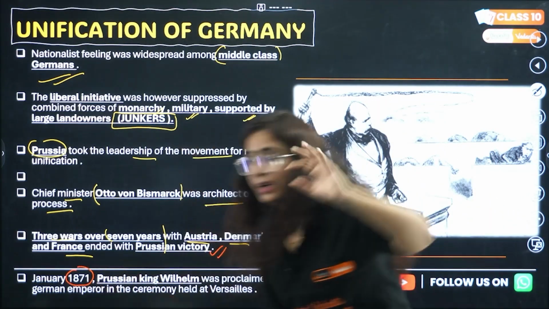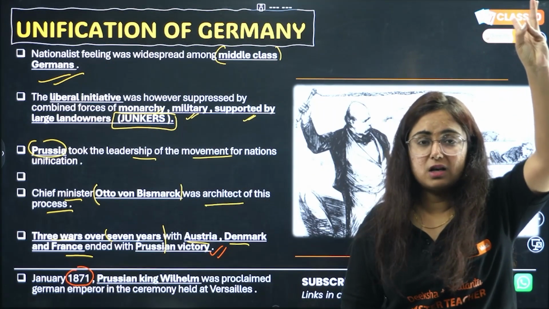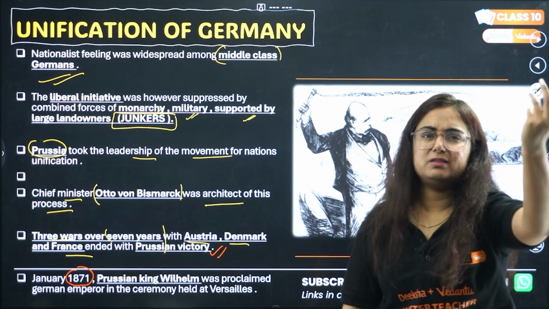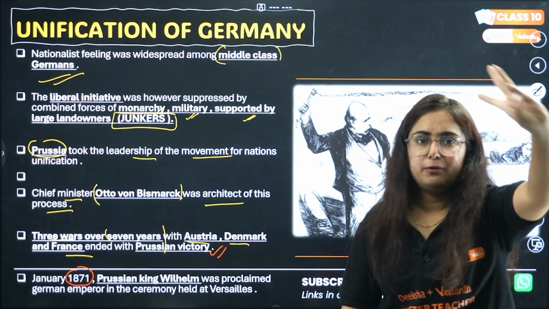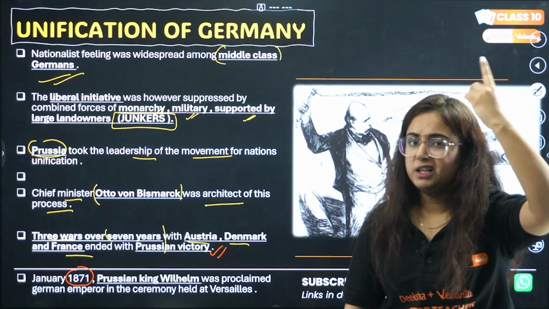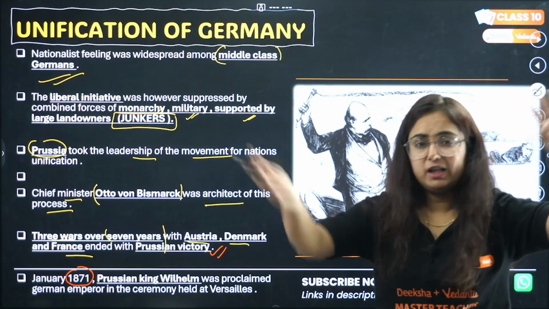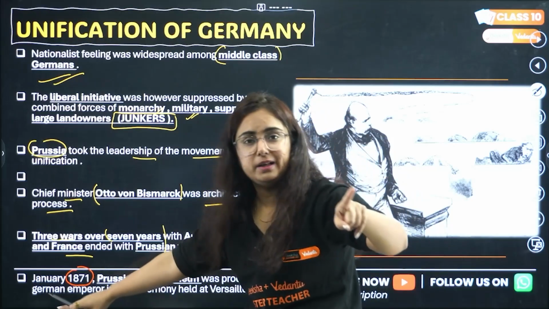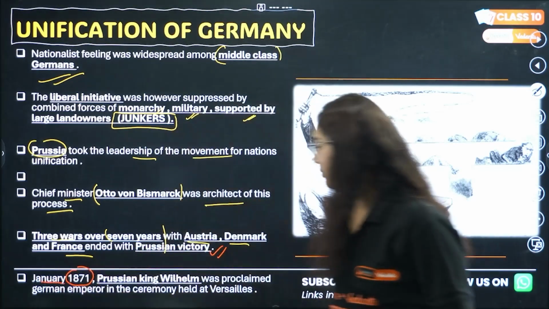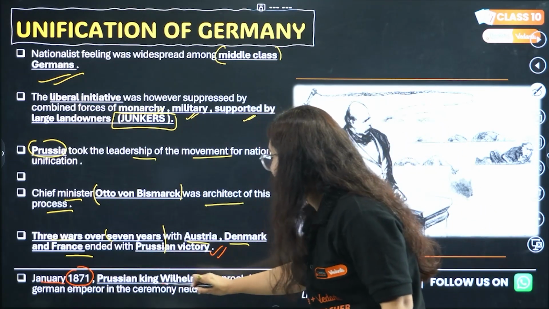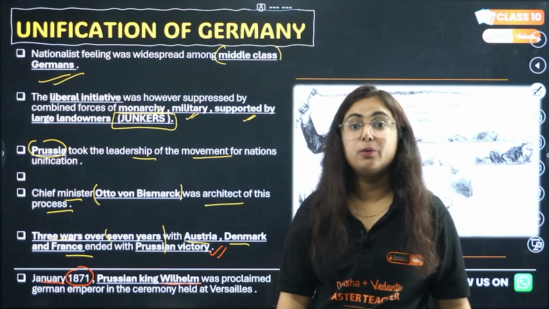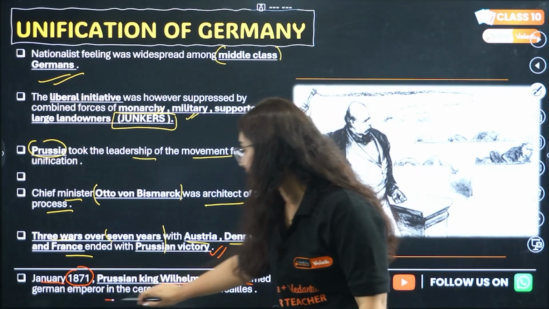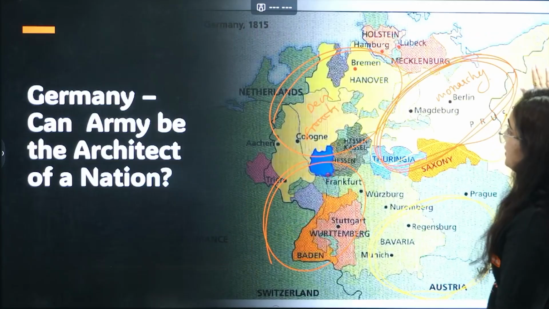And finally, 1871. See, they were fighting since a long time. 1834, the customs union. Sorry, it was not a failure, but just an economic unification. 1848, the Frankfurt Parliament failed. Fighting wars for many years, getting united. In January 1871 they became united. The Prussian King Wilhelm was proclaimed as the German emperor in the ceremony at Versailles.